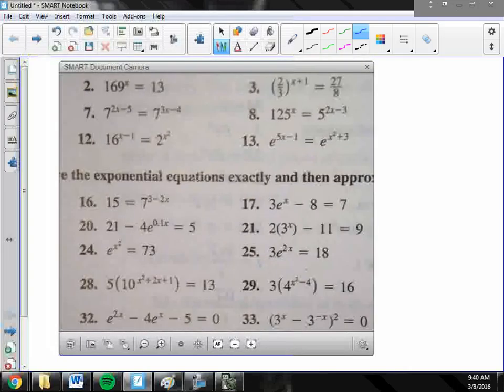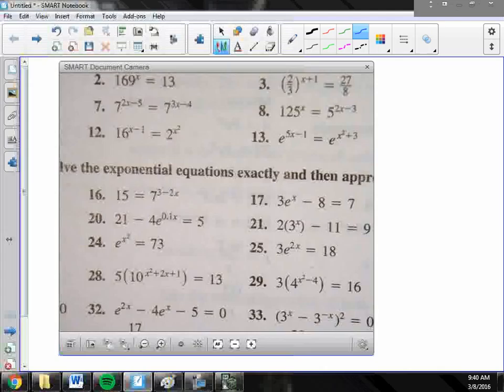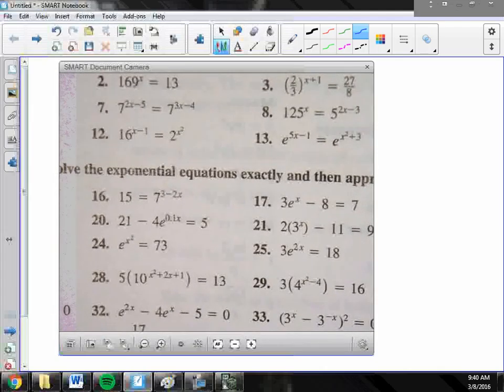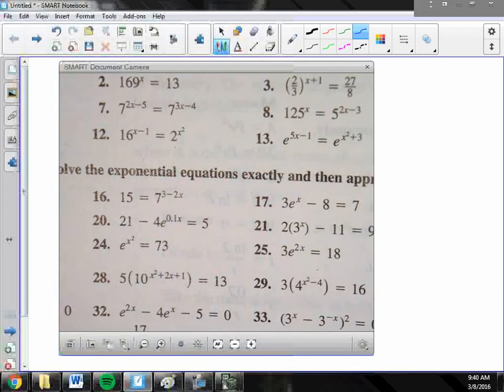Number 13 might look difficult, but what's the easiest way to solve 13? Just delete the e's. We have the same base, so the exponents must be equal.